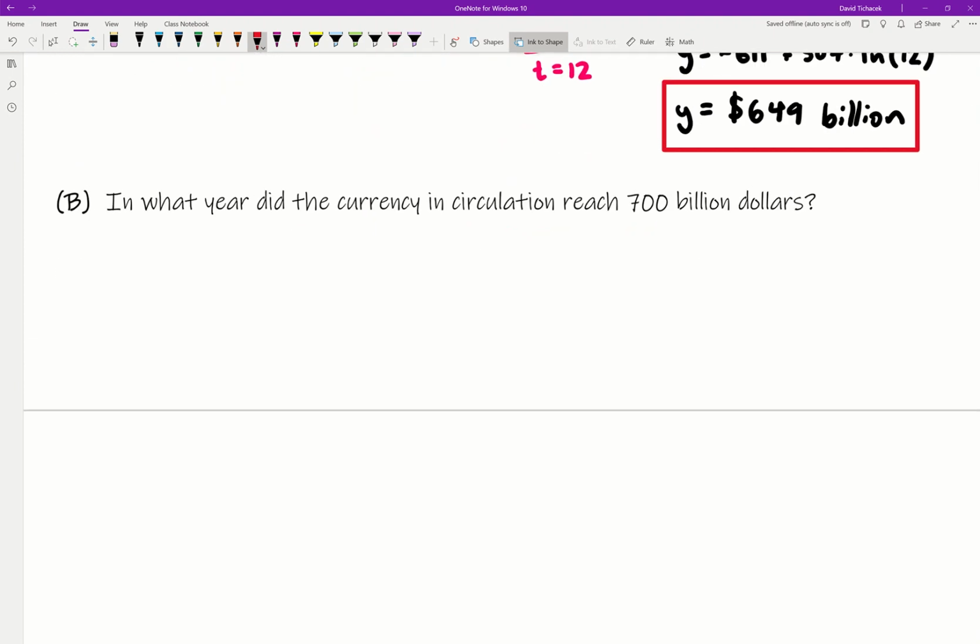So in the next question, it says, in what year? Just pausing there, if they're asking you what the year is, now they're asking you what t is equal to. Did the currency in circulation reach $700 billion? That's asking you what is t when y is equal to 700.